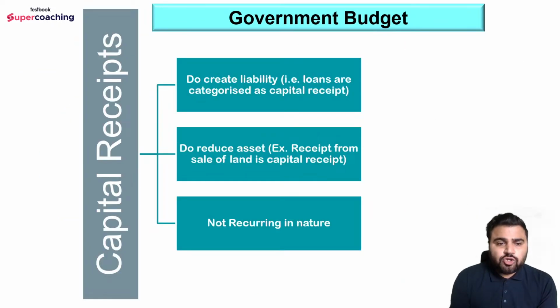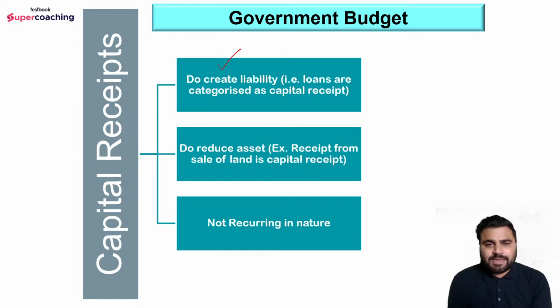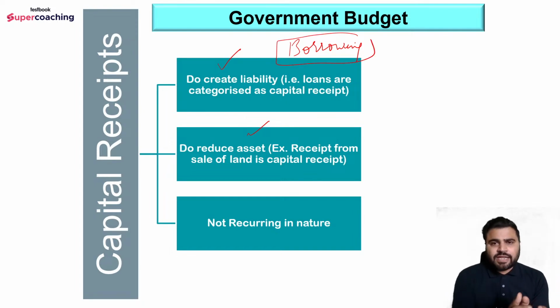Now moving ahead towards the capital receipts. What is the meaning of capital receipts? So capital receipts are those receipts that create liability or that reduce asset. For example, suppose government has borrowed, ठीक है, government ने यहाँ पे borrowing कर ली. So borrowing करने से क्या हो रहा है? Borrowing करने से definitely पैसे तो आ रहे हैं government के पास, ठीक है. हम जब borrow करते हैं हमारे पास पैसे आ जाते हैं, but that is a liability which we have to repay.